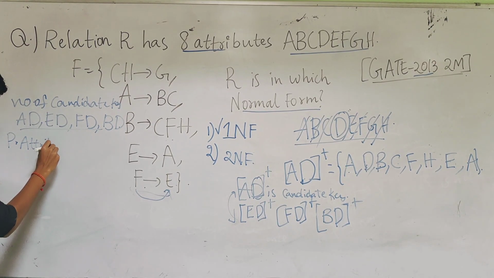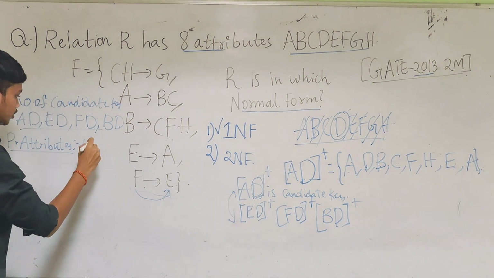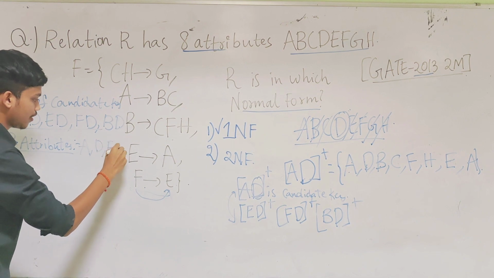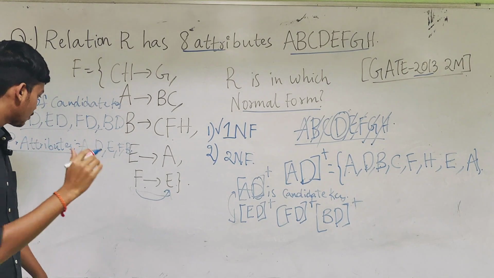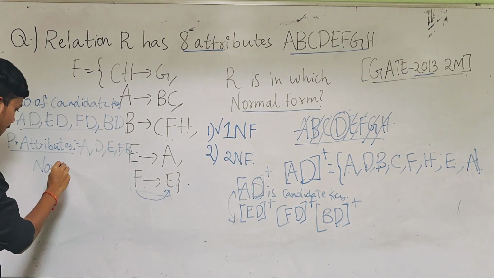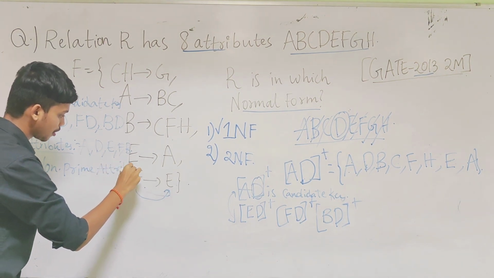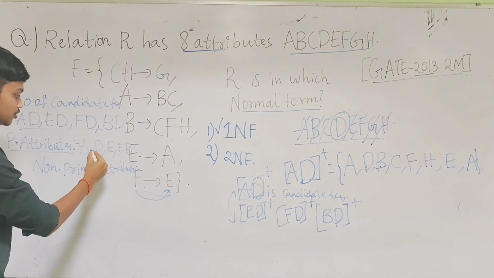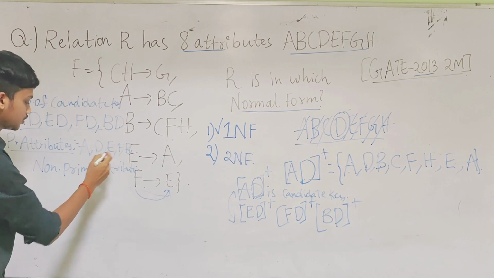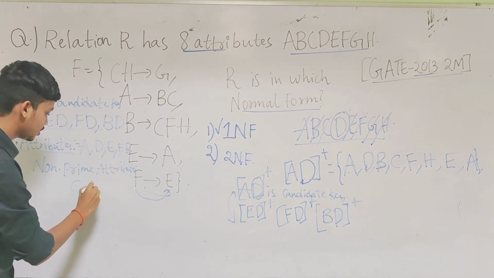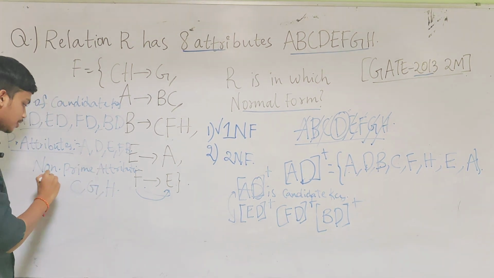I have told you how to calculate prime attributes in my previous lectures. You can look at that one. What are the prime attributes? A, D, E, F, B. Other than prime attributes, which attributes are present? They are non-prime attributes. Now I am writing non-prime attributes. The attributes other than ADEFB are non-prime. So C is a non-prime attribute. G is a non-prime attribute. H is a non-prime attribute.